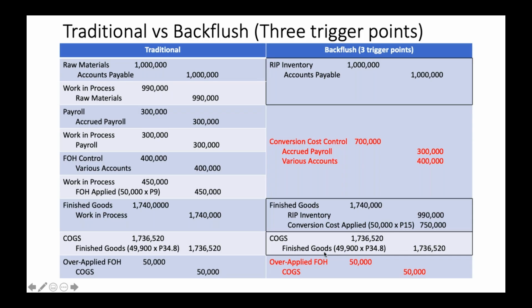Okay, I just placed it side by side with the corresponding entry using the traditional costing method so that you can compare. But actually, these two red colored entries should have been written after making these three entries in the trigger points. Okay, because these are actually the flashing back of cost.